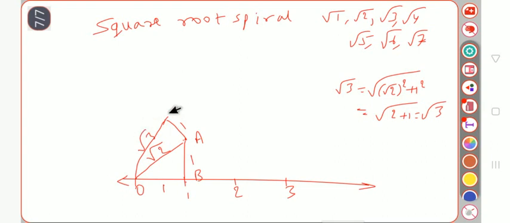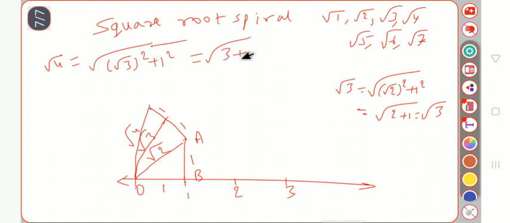Similarly, taking 1 unit here, the next number will be root 4. We can represent root 4 as root 3 square plus 1 square. Root 3 square is 3 and 1 square is 1, 3 plus 1 is 4, so root 4. Similarly, we take 1 unit perpendicular here and join from O to that point. You have to join it by a scale, then it will look straight. So this line represents root 5.